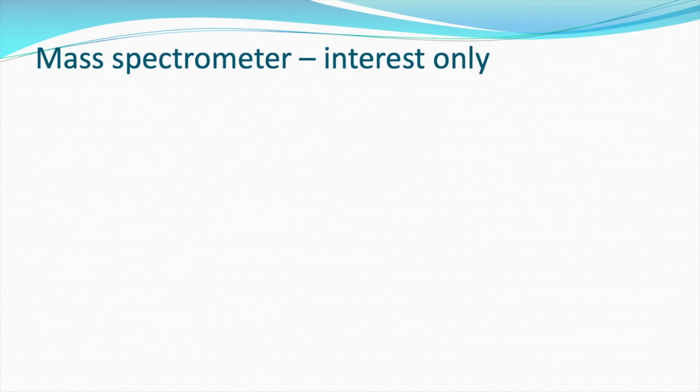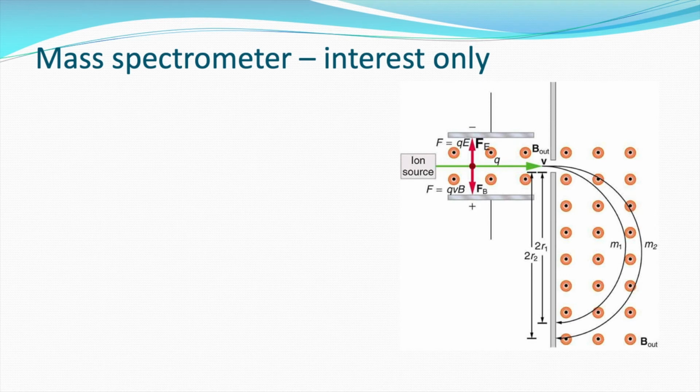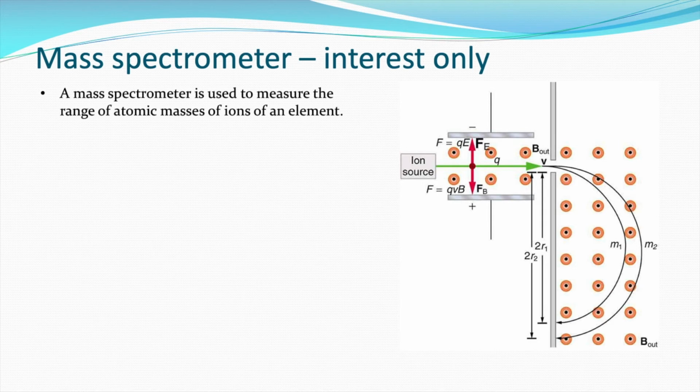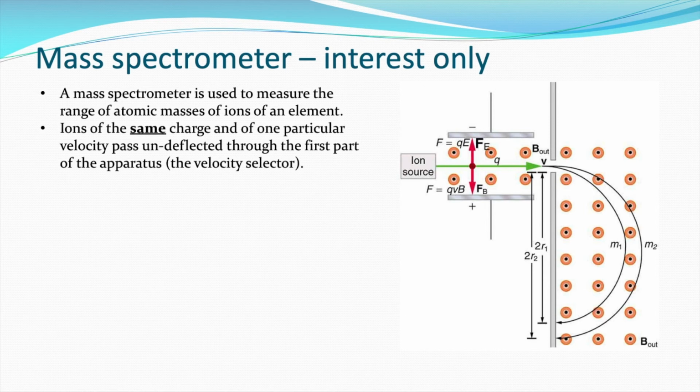There's our mass spectrometer. It's a better diagram than I had on the board. This is of interest only, although you could be asked it in a kind of problem solving sense. So mass spec is used to measure a range of atomic masses of ions of an element. If those ions all have the same charge and they're all moving at the same velocity, they will pass undeflected through the first part of the apparatus, which is the velocity selector.